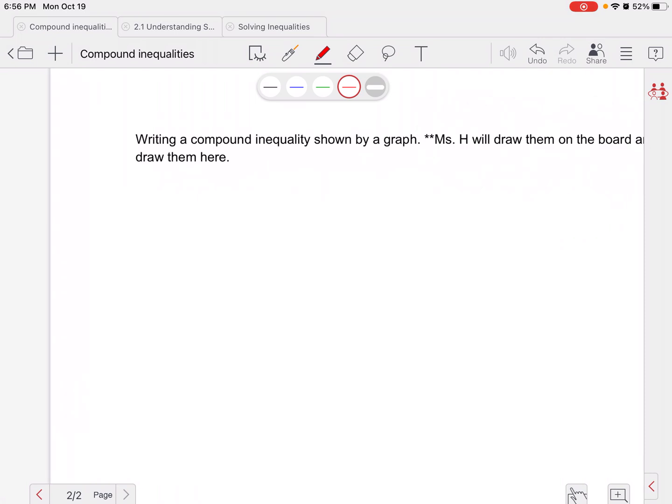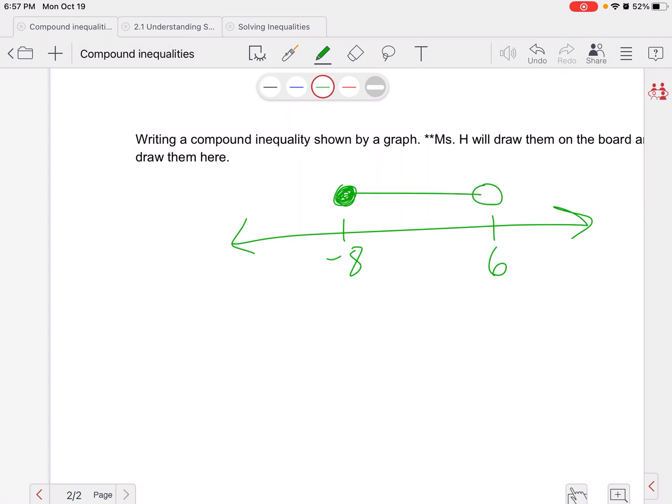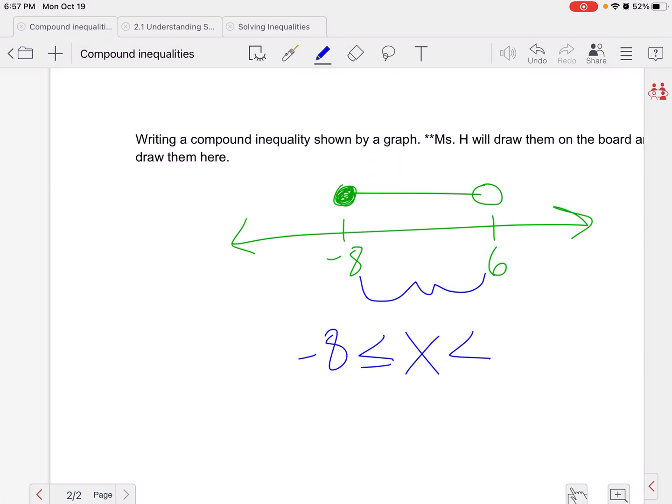All right, let's switch to the next one. I'm going to draw the graph, and I want you to try and write the inequality for me. So if we have a graph like this, that's going to be my closed dot, this will be my open dot. Can you write me an inequality for that? I know that there's some number between these two numbers, so I'm going to call that x. And I would say x is bigger than or equal to -8 because it's a closed dot, and less than 6.